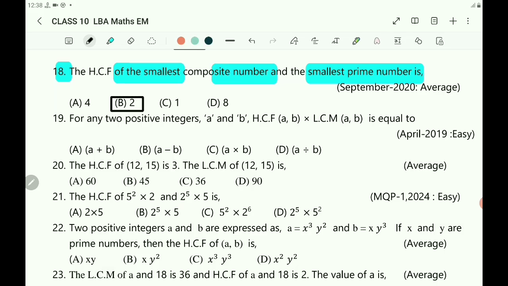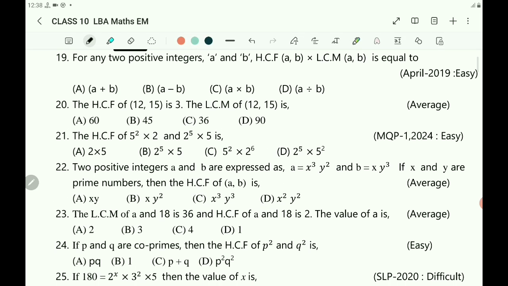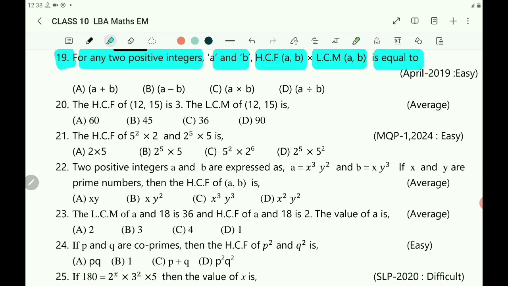HCF of 4 and 2 is 2. Then you take question number 19. For any two positive integers a and b, HCF of a and b into LCM of a and b is equal to what? You know that HCF of a and b into LCM of a and b is equal to the product of the numbers a and b, that is a into b. H into L equals a into b. So the answer is a into b.